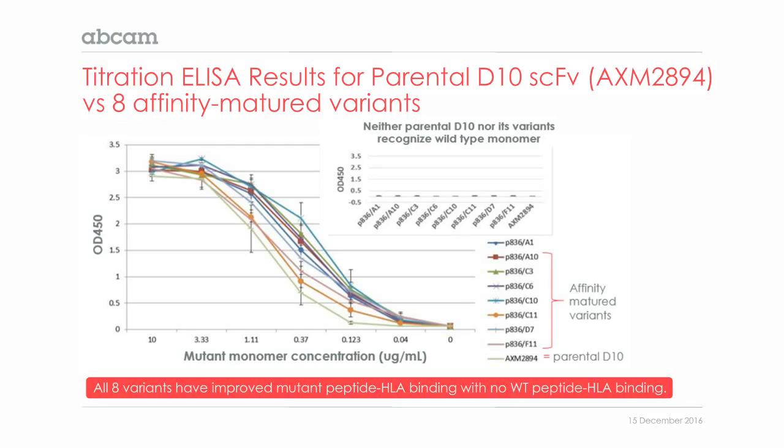So in summary, all 8 variants had improved mutant monomer peptide-HLA binding with no wild-type peptide-HLA binding.